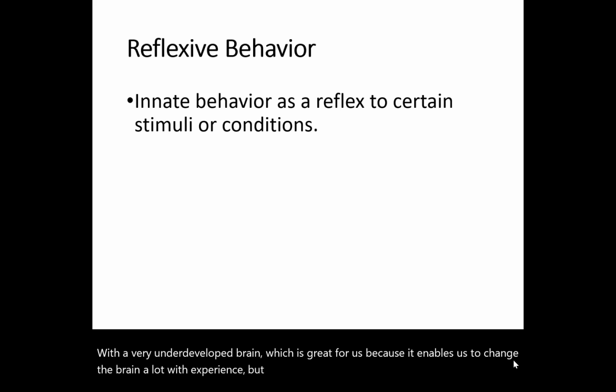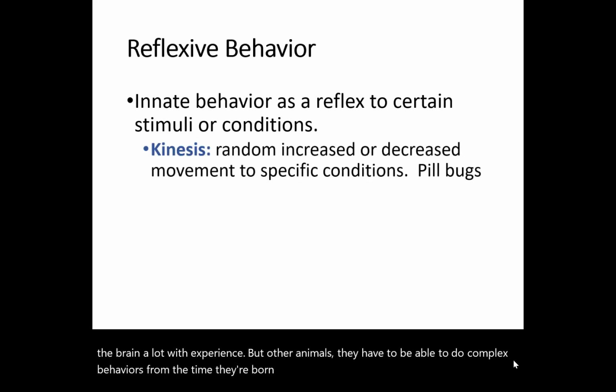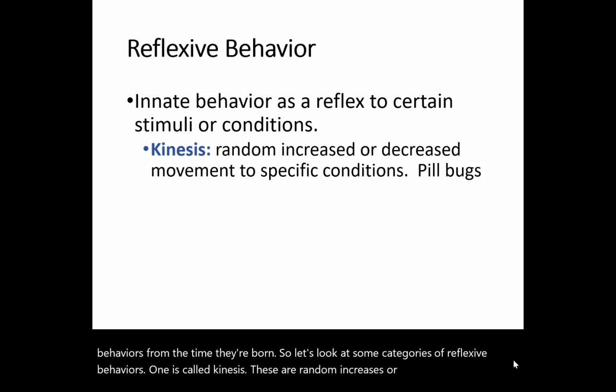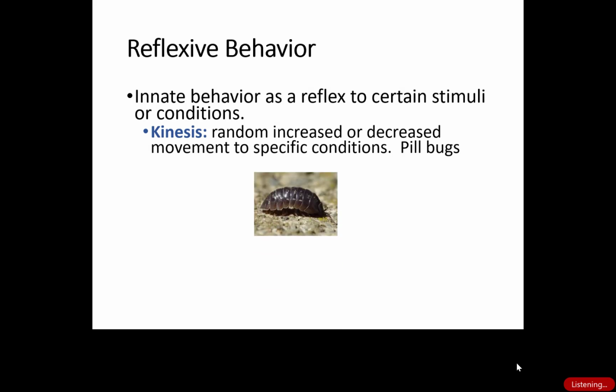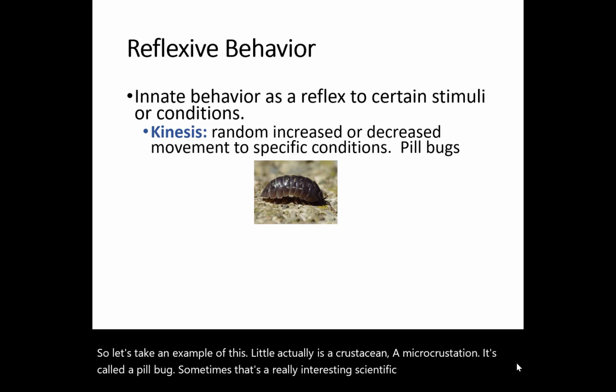But other animals, they have to be able to do complex behaviors from the time they're born. So let's look at some categories of reflexive behaviors. One is called kinesis. These are random increases or decreases in movement to specific conditions. So let's take an example of this little, actually a crustacean, a microcrustacean. It's called a pillbug sometimes. That's a really interesting scientific name, Armadillidius vulgaris. It's a little armadillo.